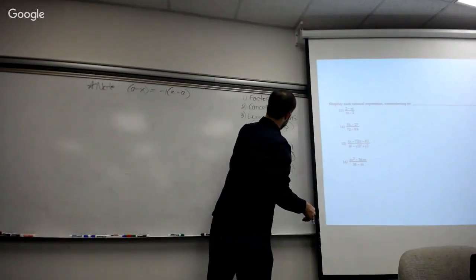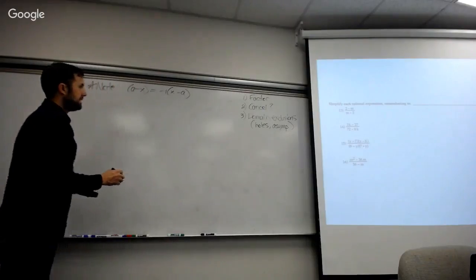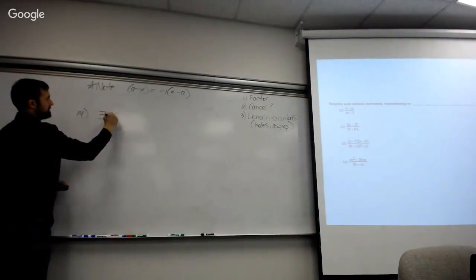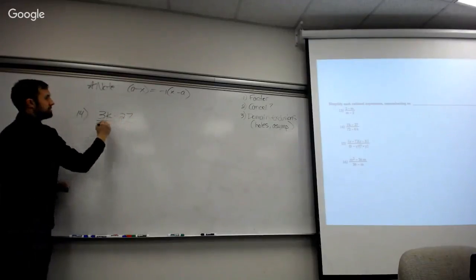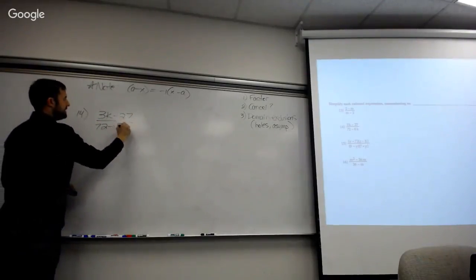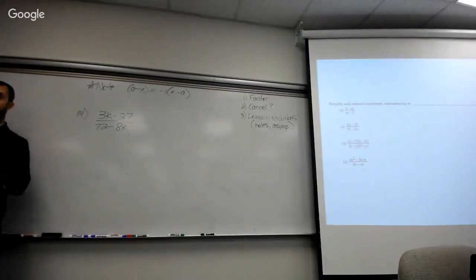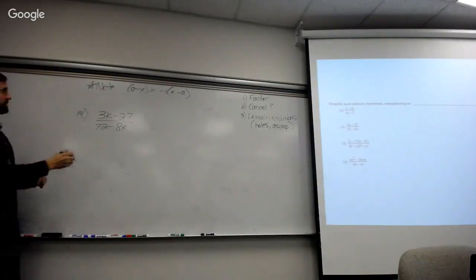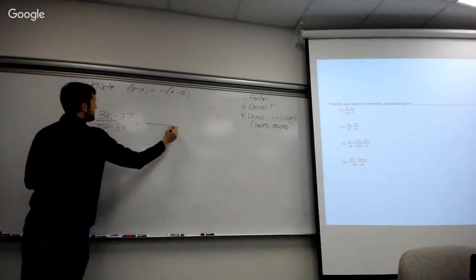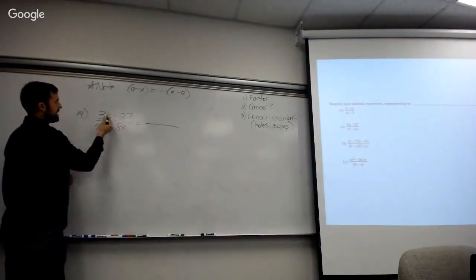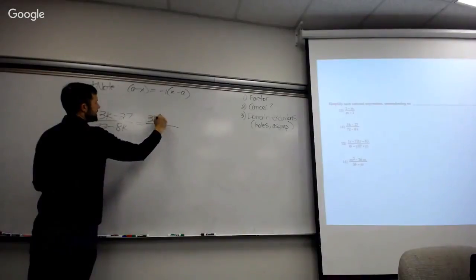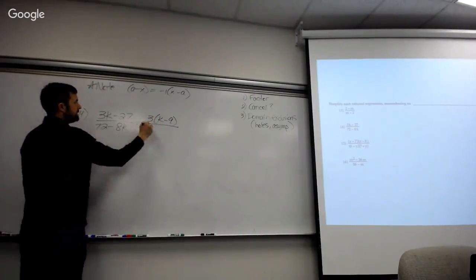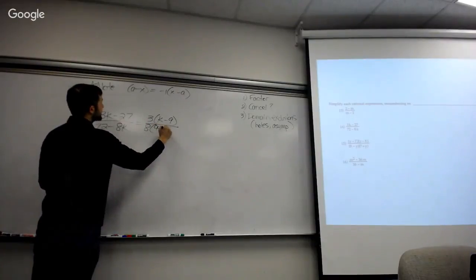So let's try the next one. The next one is not quite so obvious what we're about to do. 3k minus 27 all over 72 minus 8k. Are those the same binomials on top and bottom? They're obviously very different. So what do we do first? We take out a GCF. What do we take out of the top? A 3. So that's 3 times k minus 9. And on the bottom, what can I take out? 8. So that's 8 times 9 minus k.